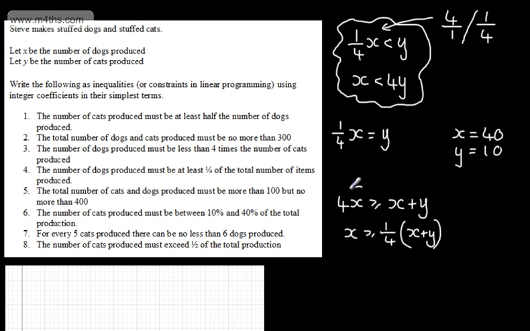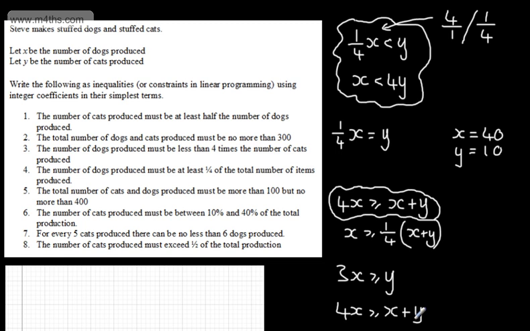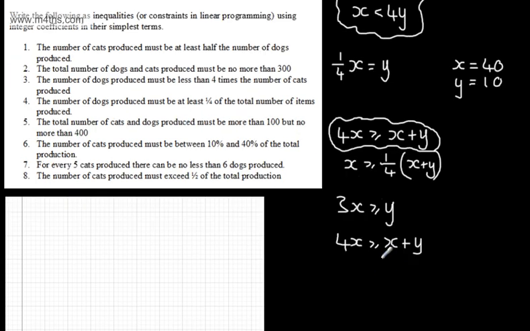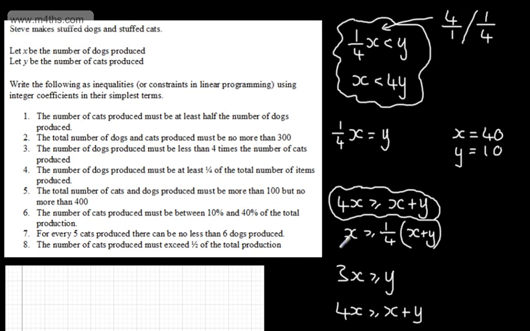What I can do, and I'll take this one for example now, is simply subtract x from both sides of the inequality. So we can say that 3x will be equal to or greater than y. If I'd taken this one, we would have multiplied both sides by 4, which would give me 4x is equal to or greater than x plus y, and then we would have subtracted x from both sides. So 3x will be equal to or greater than y. So I've just written that now as the statement.